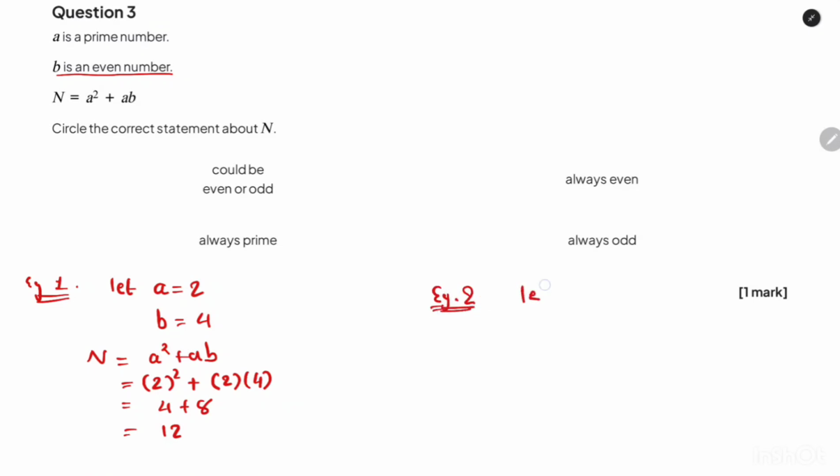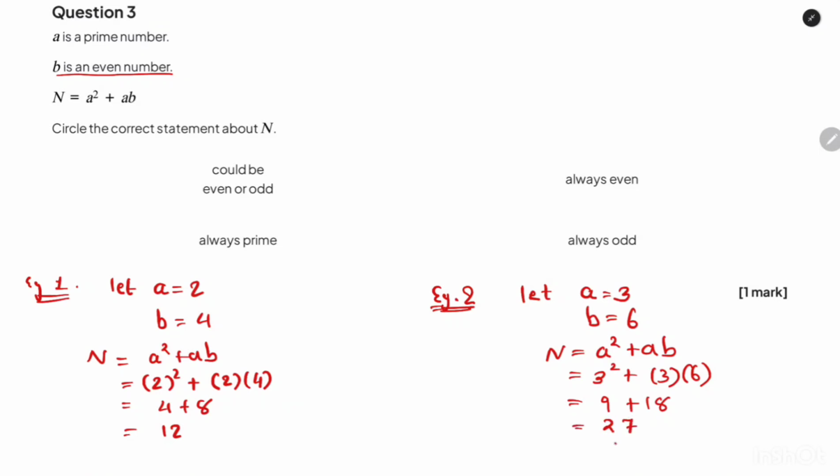Let's take another A. Let A be equal to, it should be a prime number. So let's take A is 3 and B can be any even number, let's say 6. So N is equal to A square plus AB. So that is 3 square plus 3 times 6. 3 square is 9 and 3 times 6 is 18 and the answer is 27. So it is coming odd number. But in both the cases it is composite. So it is not prime. Then yeah, it could be even or odd. So this is the correct answer.